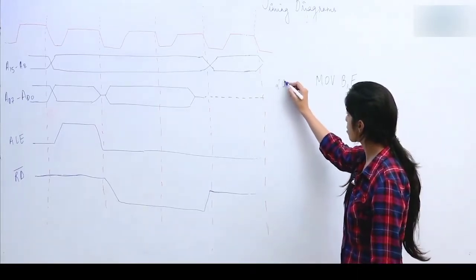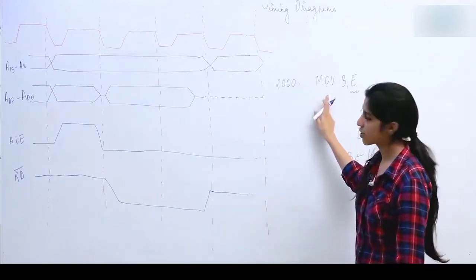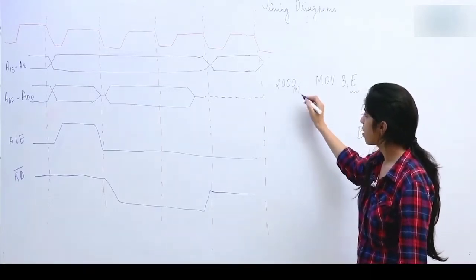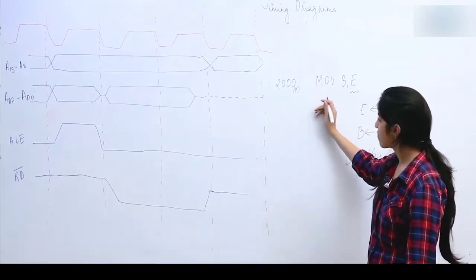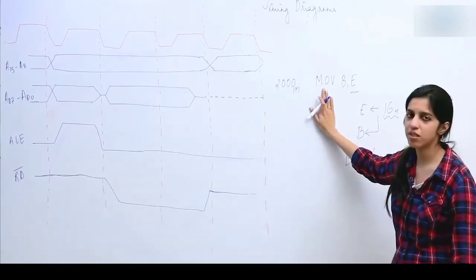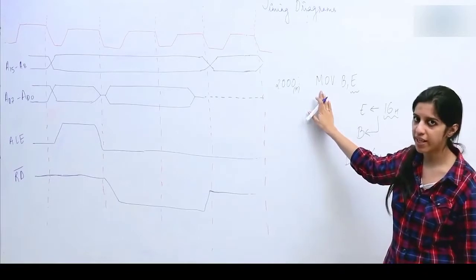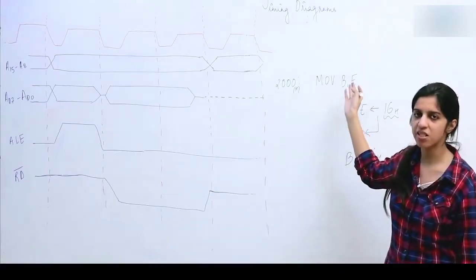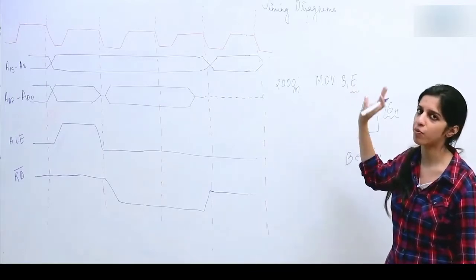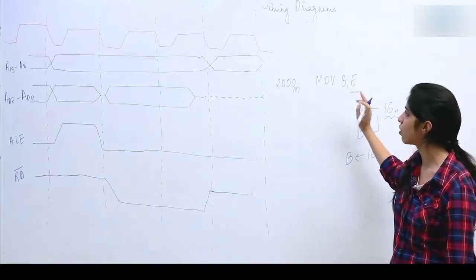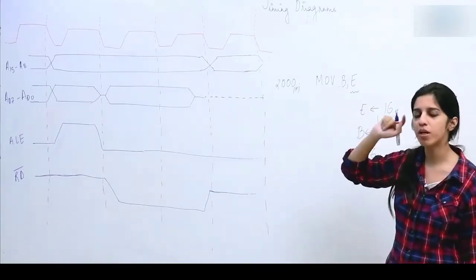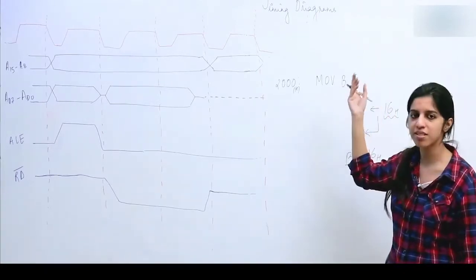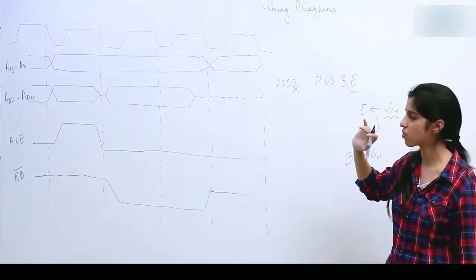Suppose the starting location for this instruction was 2000 in hexadecimal, of course. This instruction does not involve any memory read or memory write, because both the destination and the source are lying in the microprocessor itself. Memory is not involved. So, we are only going to need one machine cycle for opcode fetch, and in the same machine cycle we are going to execute the instruction.